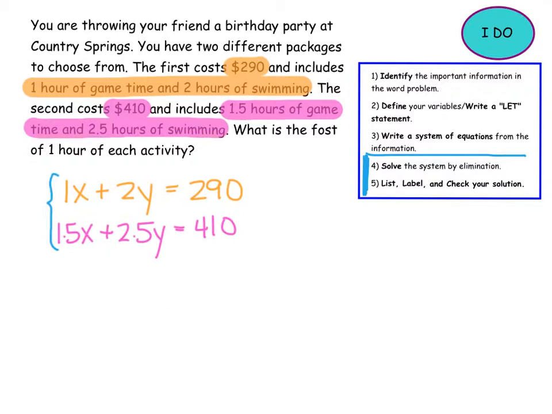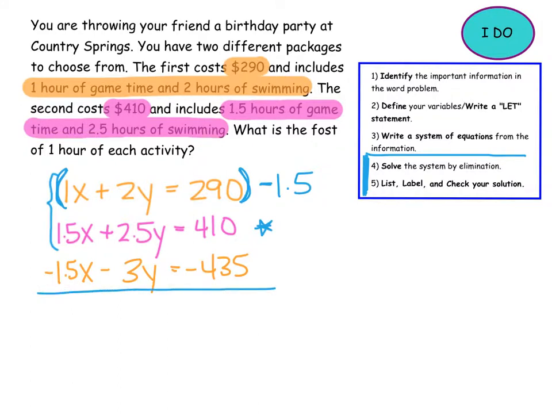And what I'm going to use is I'm going to use 1.5, so this one is going to stay the same. And then I'm going to make this top one, on my x, I'm going to give it a negative 1.5 coefficient. So I need to multiply everything in this equation by negative 1.5. In doing so, it becomes negative 1.5x minus 3y equals negative 435.